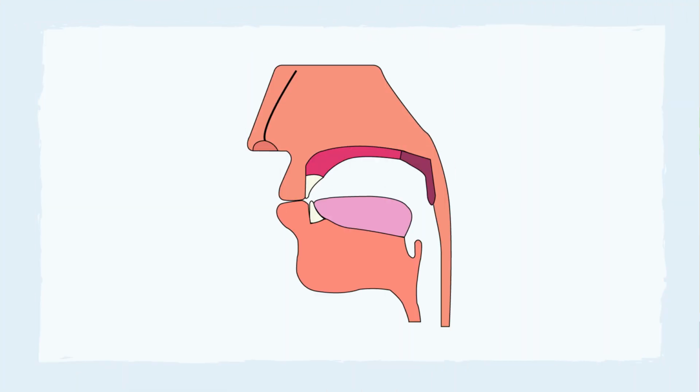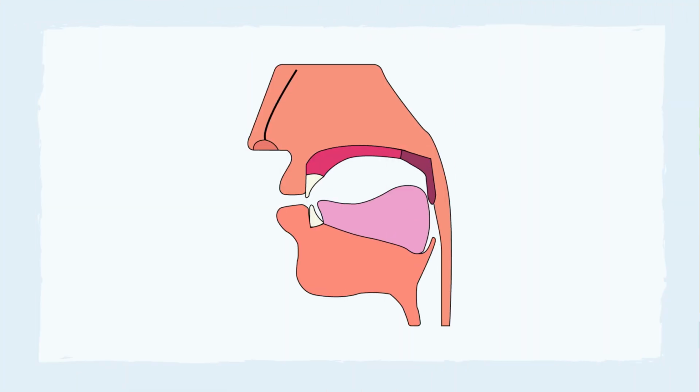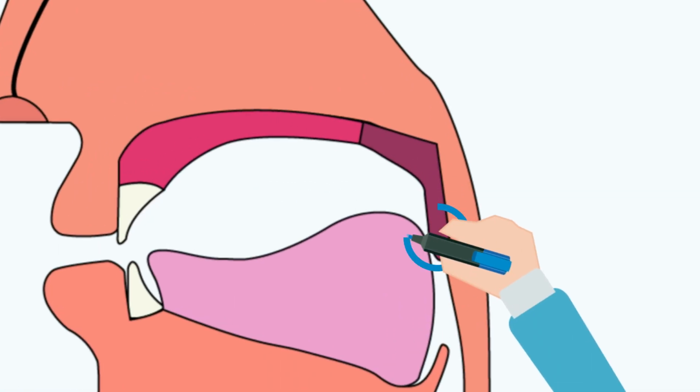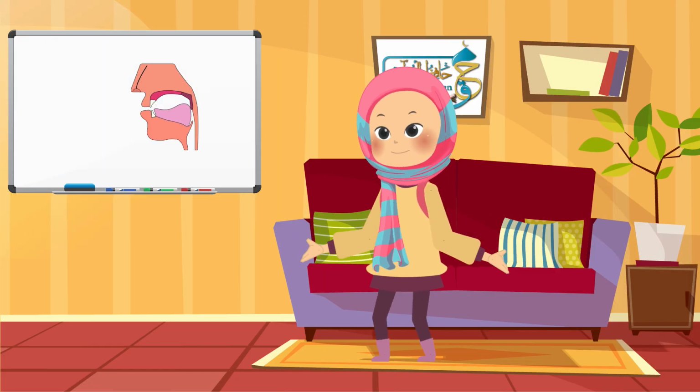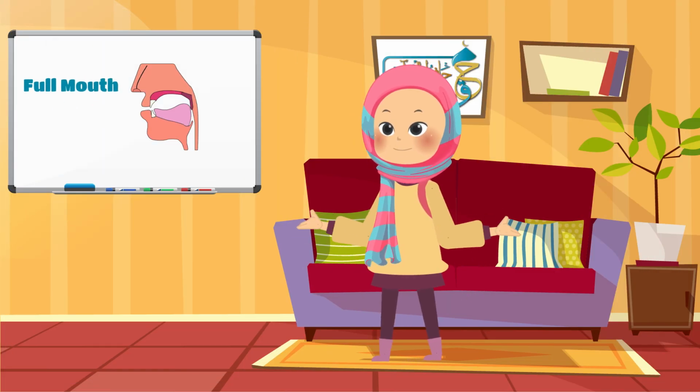The sound of Khaa is akh, kh, kh. It comes from the top or the closest part of the throat. This letter is pronounced full mouth, as it's a heavy letter.